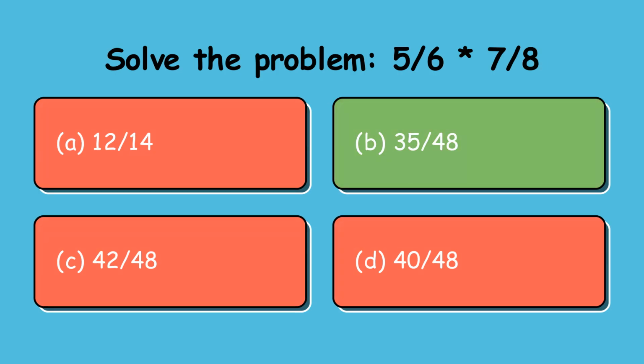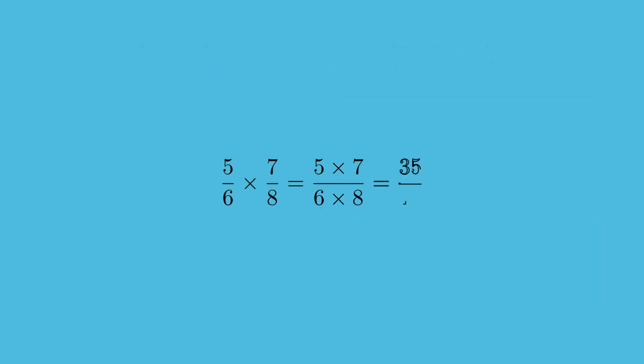Correct answer is B. To start solving the problem 5 divided by 6 multiplied by 7 divided by 8, let's begin by multiplying the numerators, or the numbers on the tops of the fractions. This is 5 times 7, which equals 35. Next, we multiply the denominators, the numbers on the bottoms of the fractions. This is 6 times 8, which equals 48. So we write our answer as the numerator over the denominator. Therefore, we get the number 35 over 48. Thus, the correct answer is B.